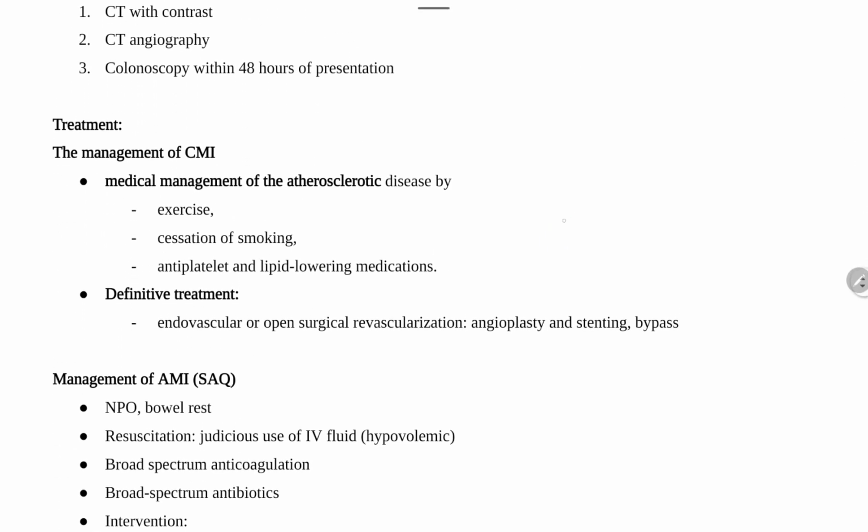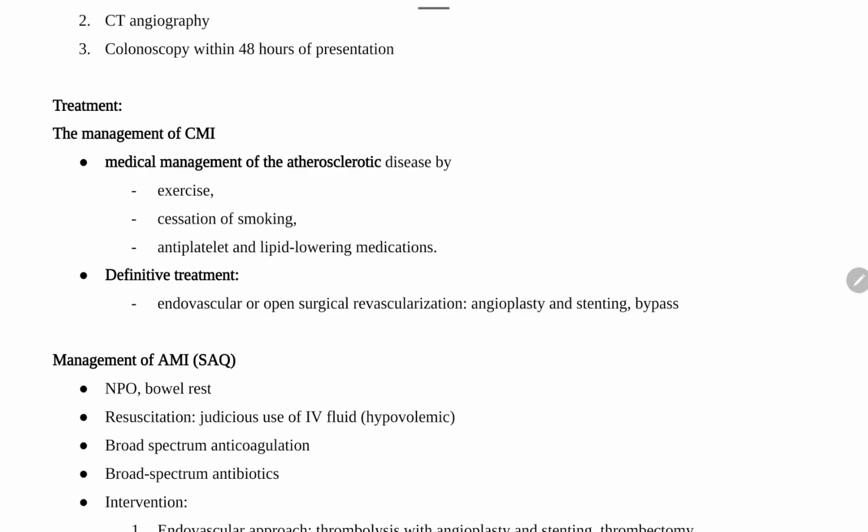Now, treatment, the most important treatment with which we usually deal. Treatment of CMI, that is chronic mesenteric ischemia. Number one, medical management. Medical management of atherosclerosis by exercise, smoking cessation, antiplatelet agents, and anti-dyslipidemic drugs, usually a statin. Okay, and definitive treatment, if it is needed, may be endovascular or open surgical.